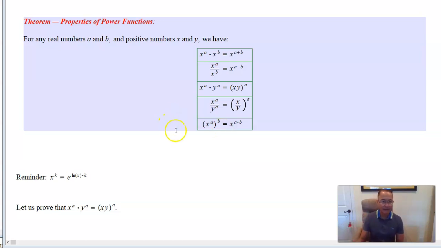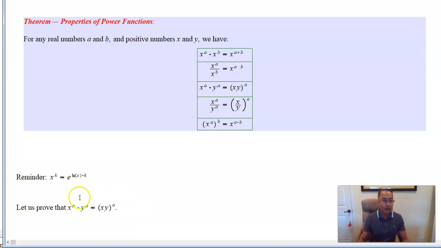Okay? And again, everything goes back to how we define an exponential expression. Okay? So in our case, we're looking at x to the something. Let's do the third property. Okay? So we have x to the a and y to the a multiplied together. Okay? So we said that x to the k is e to the ln of x times k. So we want to show that this product is the same as xy quantity to the power a.